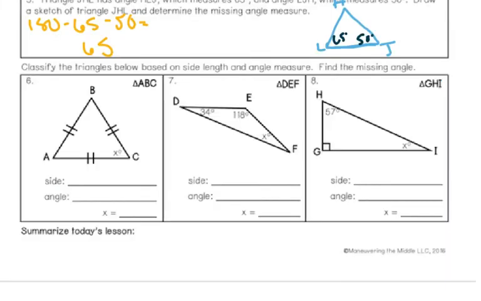In our final section here, we're going to classify the triangles below based on side length and angle measure, and we're going to find the missing angle. So we've got 3 pieces here. So the first thing that we need to do is, on the front of our notes, we're going to determine what kind of triangle it is based on side length. So equilateral, isosceles, or scalene.